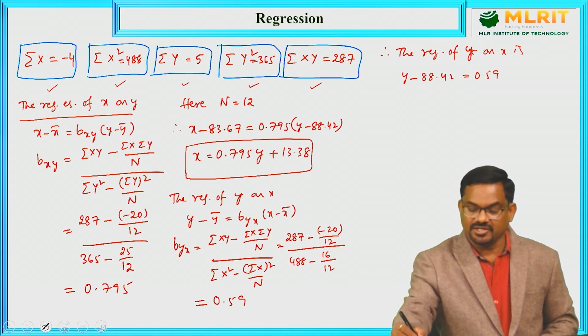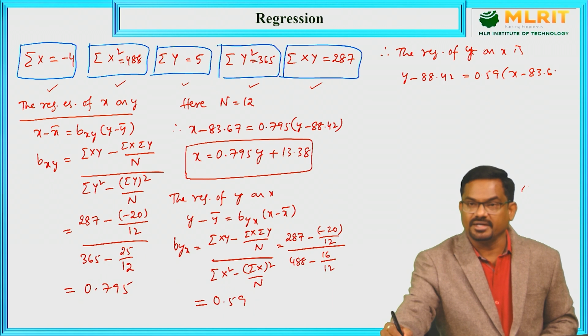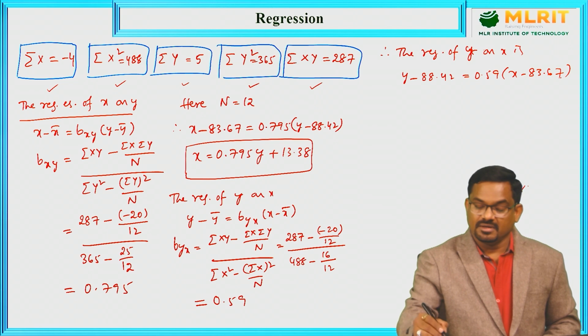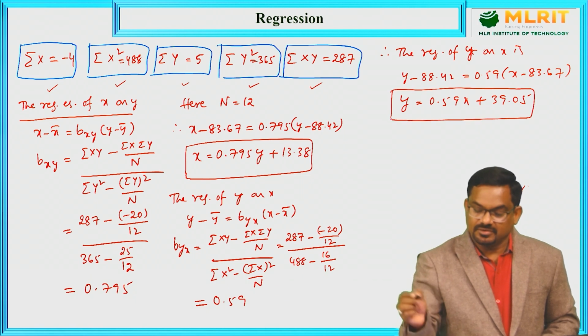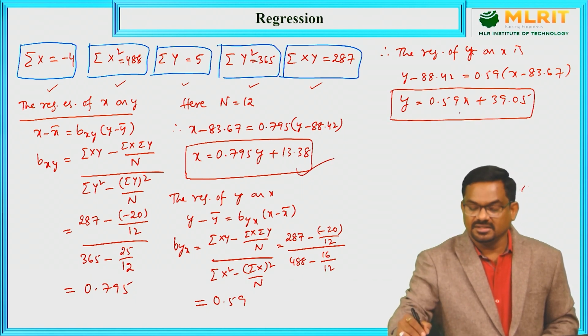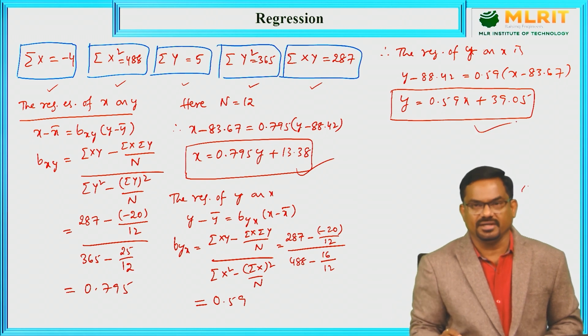0.59, the regression coefficient of Y on X, multiplied by X minus X bar, the original mean of X values, 83.67. After simplifying this, we get Y equal to 0.59x plus 39.05. So, this is the regression equation of X on Y, and this is the regression equation of Y on X.